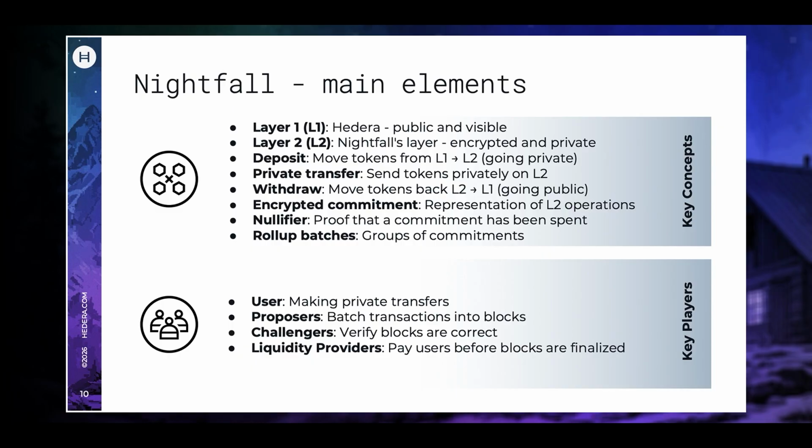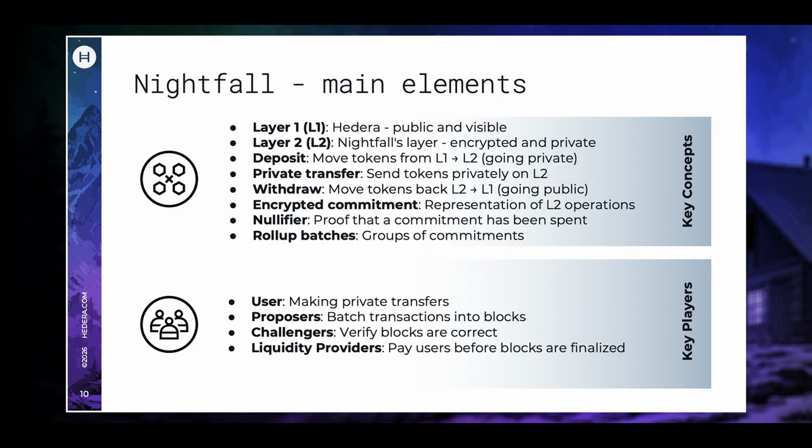So I can transfer with Keith, I can transfer with Alice, Bob, whoever, and that will not be visible. However, it becomes visible again to the L1 ledger when I withdraw. So as soon as I move my tokens back from L2 to L1, I will be going public. I hope that this concept makes sense.